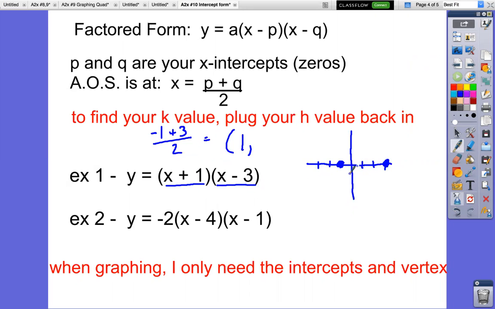So how do I find my vertex? -1 plus 3 is 2, divided by 2 is 1. So what do I have to do now? Plug it back into both of them for the x. 1 plus 1 is 2. 1 minus 3 is -2. And 2 times -2 is -4. So we have a vertex at +1, -4. And that's all you have to do to graph.